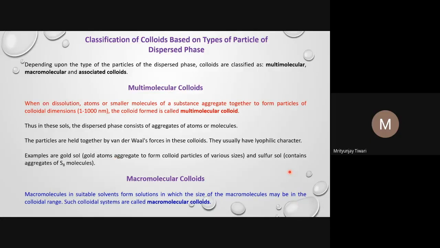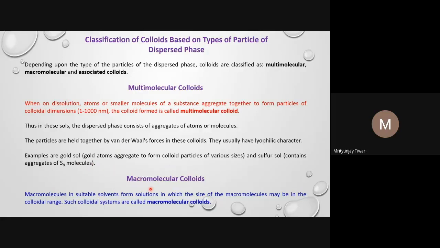And the sulfur sol. Sulfur sol contains aggregates of S8 molecules. We know sulfur usually forms molecules with 8 atoms bonding together, and when these S8 molecules join together by weak van der Waals interactions, they form colloidal systems. And this we call the sulfur sol. The examples are these.